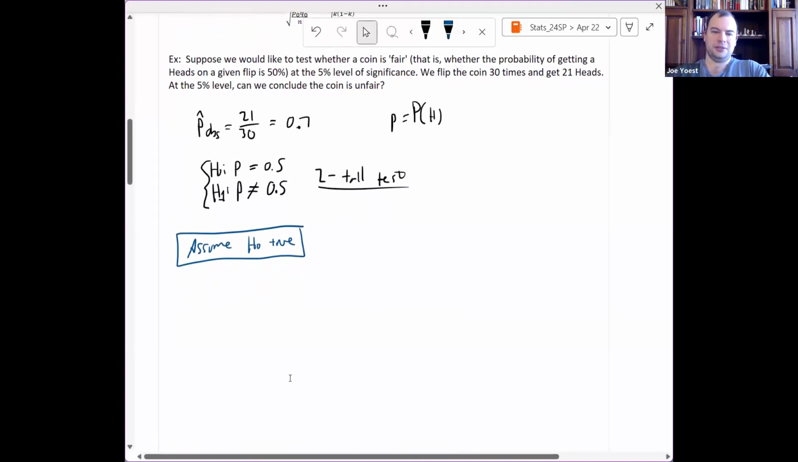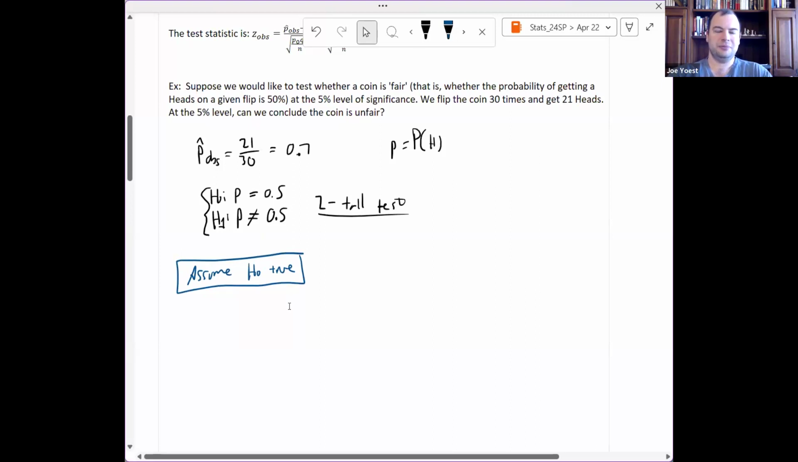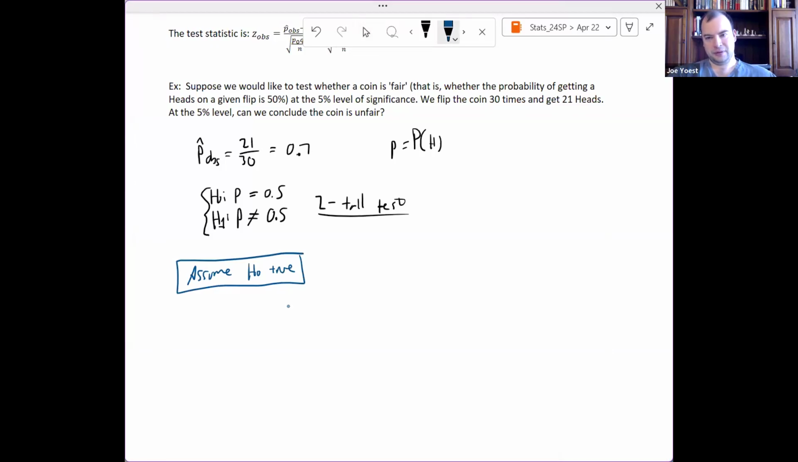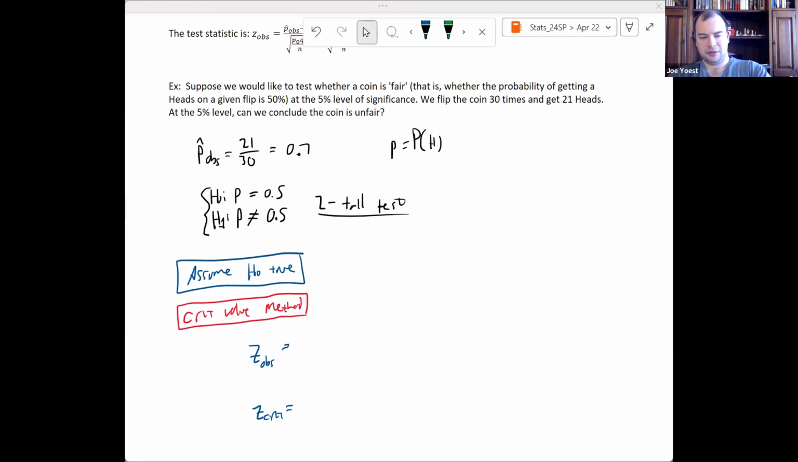And let's do this two different ways. Let's use the critical value approach, just because we haven't used that one quite as much. And then we'll also compute a p-value. So we know this is a two-tail test. We can compute z observed and then find z critical and then compare. So if we look up z critical, let me switch my share here.